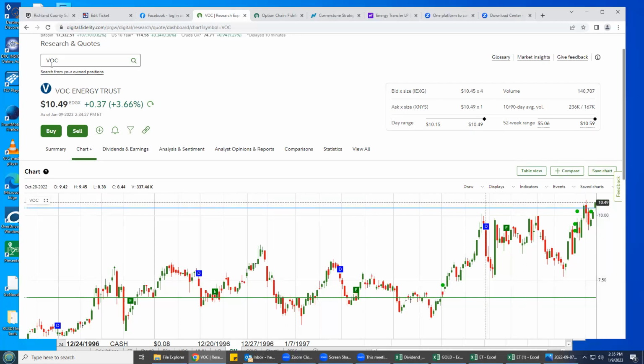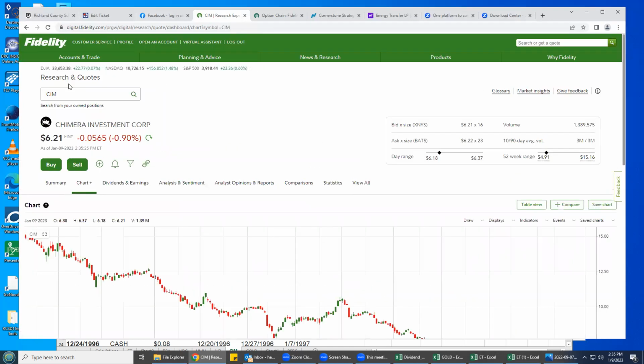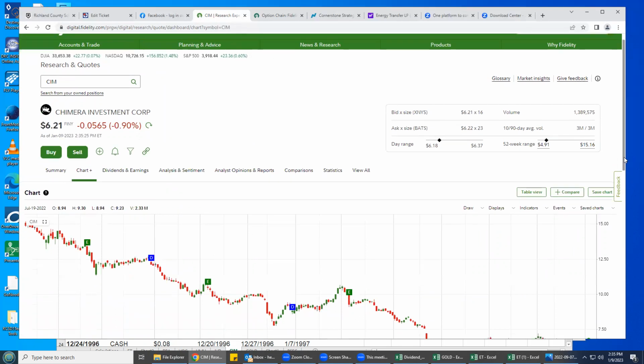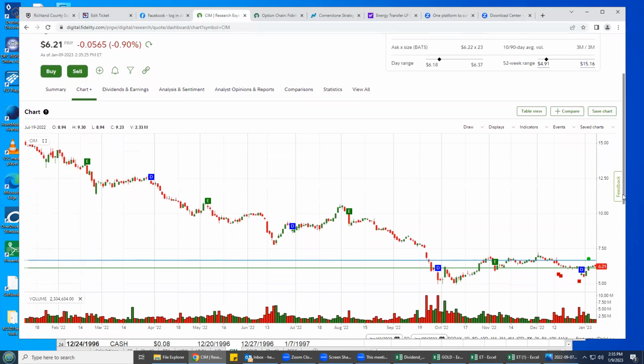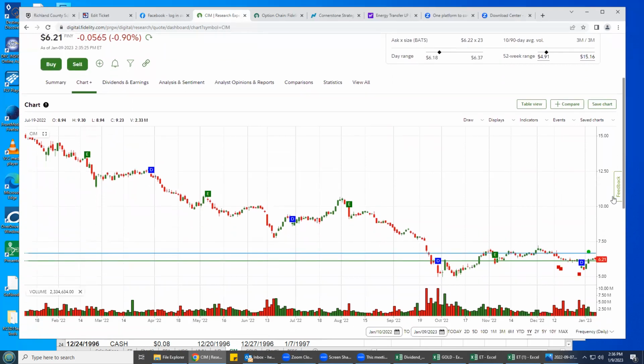But I'm saying if you look at that versus CIM, and I did this on IVR and I'm getting killed. I put a lot of money in IVR. It was paying 13, 14, 15%. And that was my goal of, hey, I can retire with this. Can I get a 1 year chart? It is a 1 year chart. Let's go to a 6 month chart.